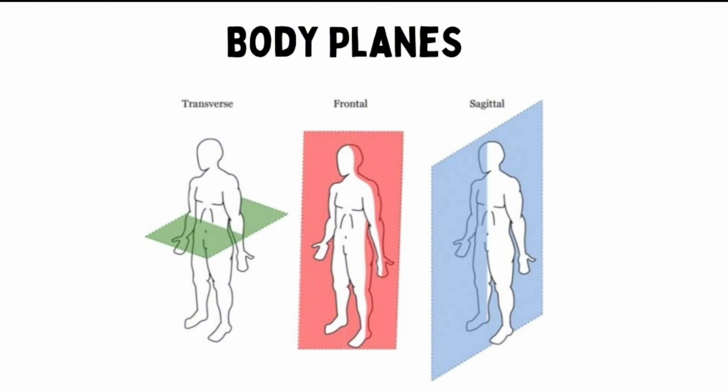The body planes are imaginary lines used to divide the body to visualize interior structure. In the sagittal plane, the body is divided into left and right sides by a vertical line. In the coronal plane, the body is divided into the anterior and posterior parts, and in the transverse plane, the body is divided into the inferior and the superior part.